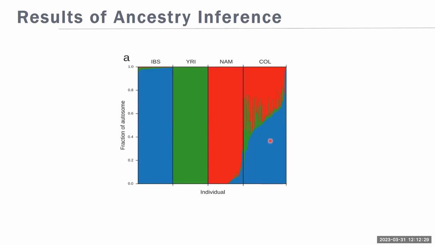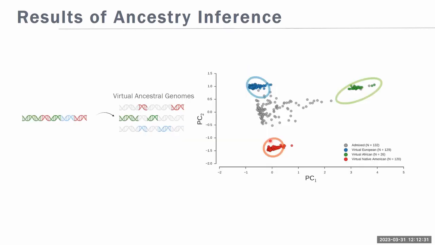We can do that better. If we take the genome of an individual, which is this patchwork from the 3 populations, we can disassemble it into 3 virtual genomes of pure ancestry by masking out everything that doesn't belong to the ancestry.